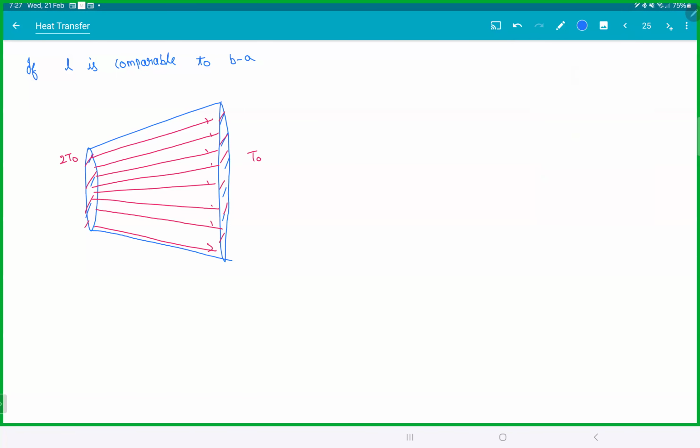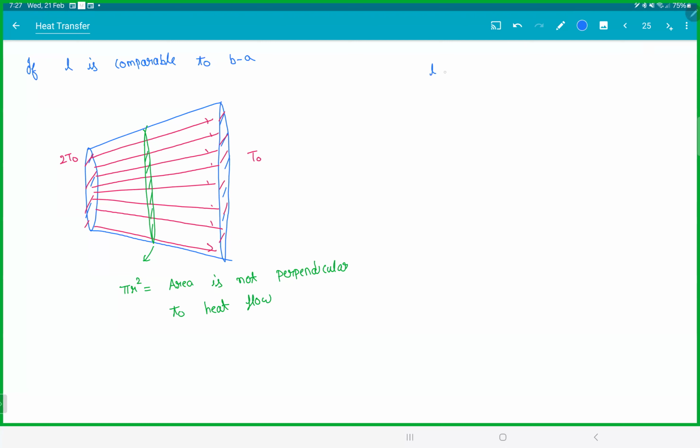In the formula L by KA, what is A? Area perpendicular to the heat flow. Is this area perpendicular to the heat flow? No. You can't write that. You're getting it? This area, pi r square, is not perpendicular to the heat flow. Your whole question is gone. If that is not perpendicular, how will you integrate? Making sense?